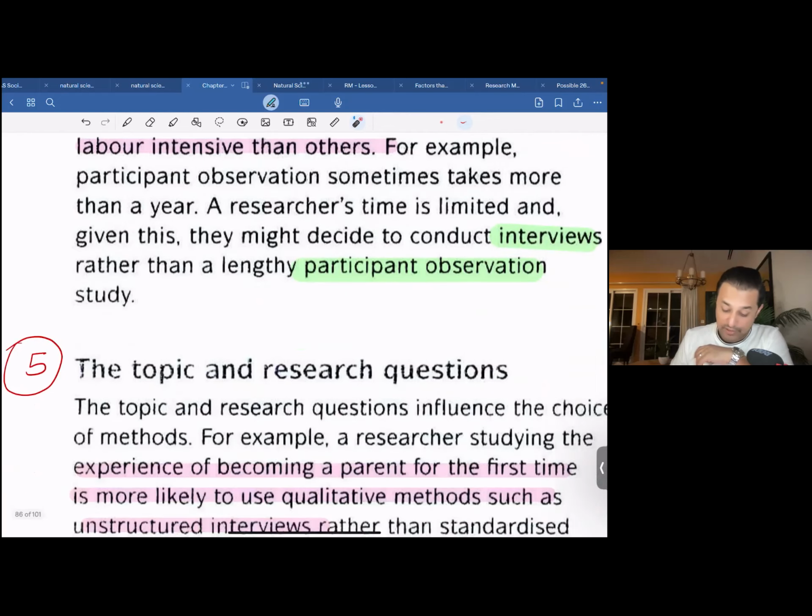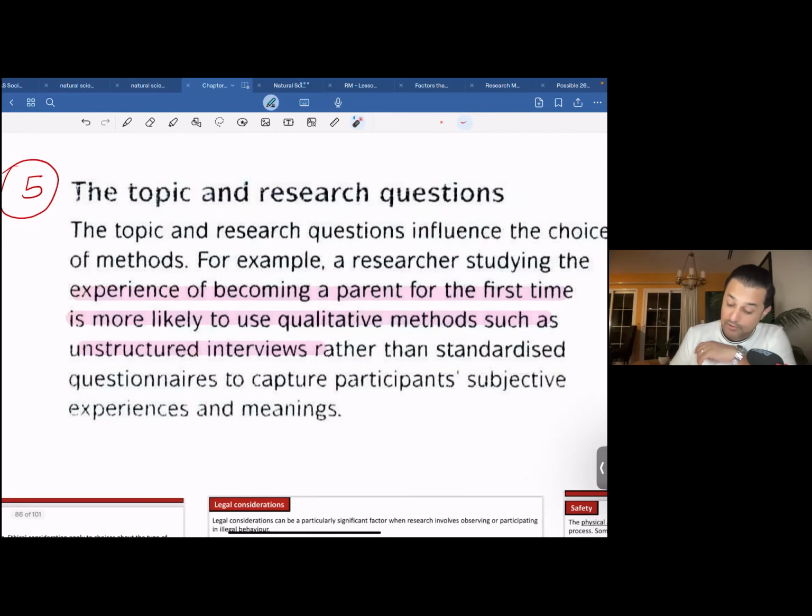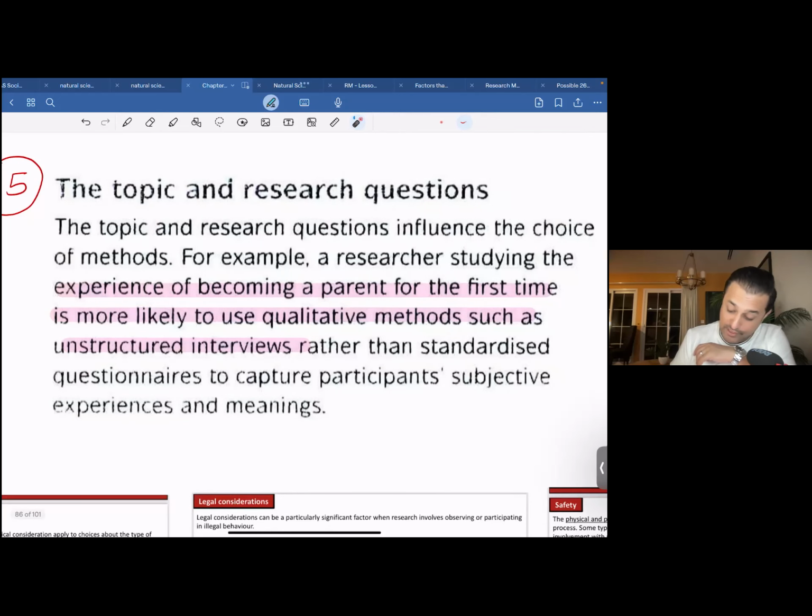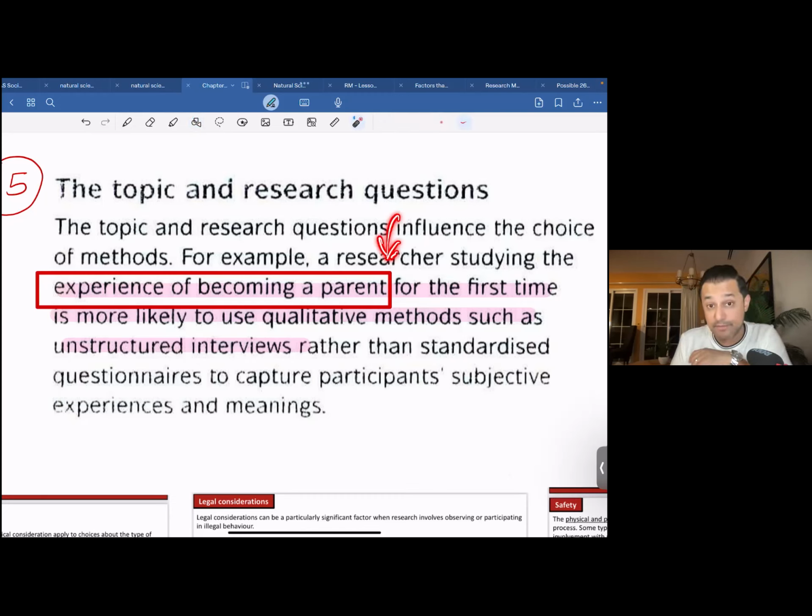The next practical factor: the topic and research questions. The topic and research questions influence the choice of method. For example, researchers studying the experience of becoming a parent. Now, look at the topic. Do you think you can gain an insight on this subject matter through mere structured questionnaires? I don't think so. If you want to work on the validity aspect, if you want a detailed and explicit amount of data on this, you would of course look towards using qualitative methods, right?